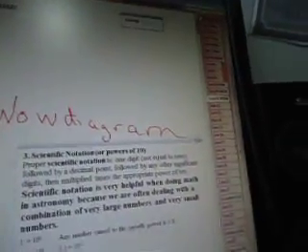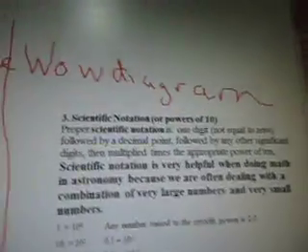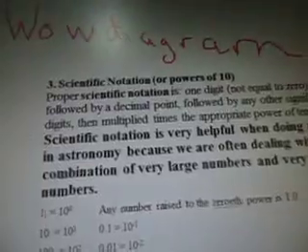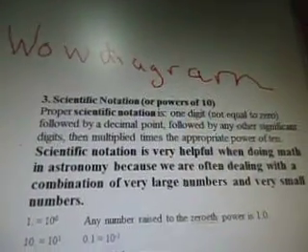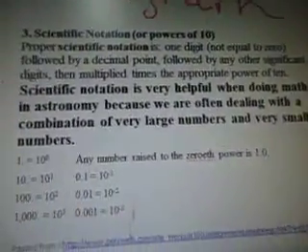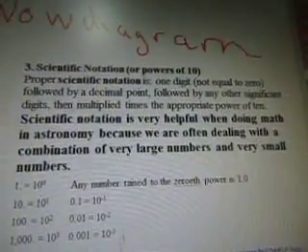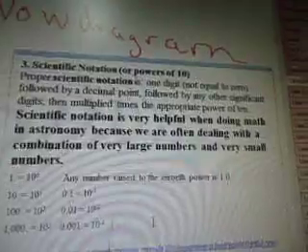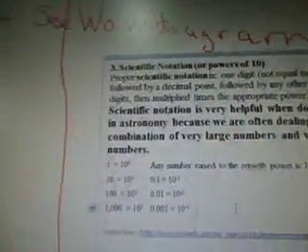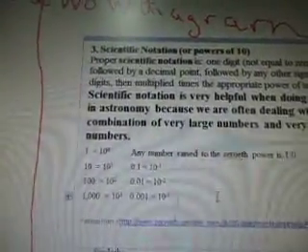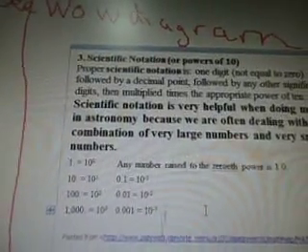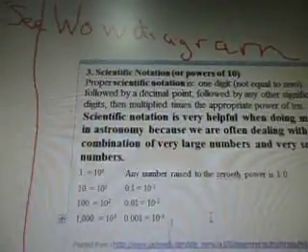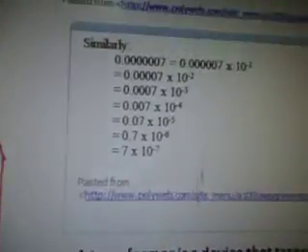See the WOW diagram, we're going to be looking at that. It says scientific notation or power of 10. Proper scientific notation is 1 digit not equal to 0, followed by a decimal point, followed by any other significant digits, then multiplied times the appropriate power of 10. Scientific notation is very helpful when doing math in astronomy because we are often dealing with a combination of very large numbers and very small numbers. And there's the examples. Okay. And there's some more mathematical stuff here.